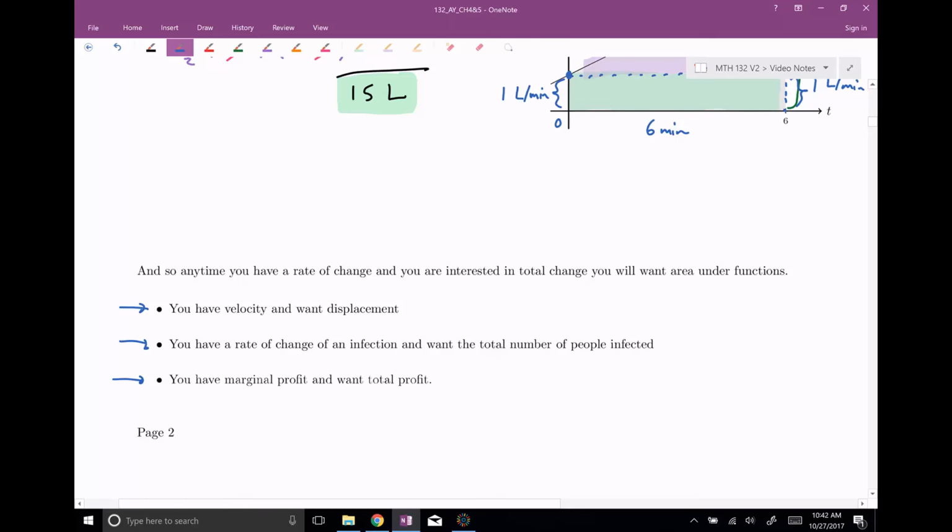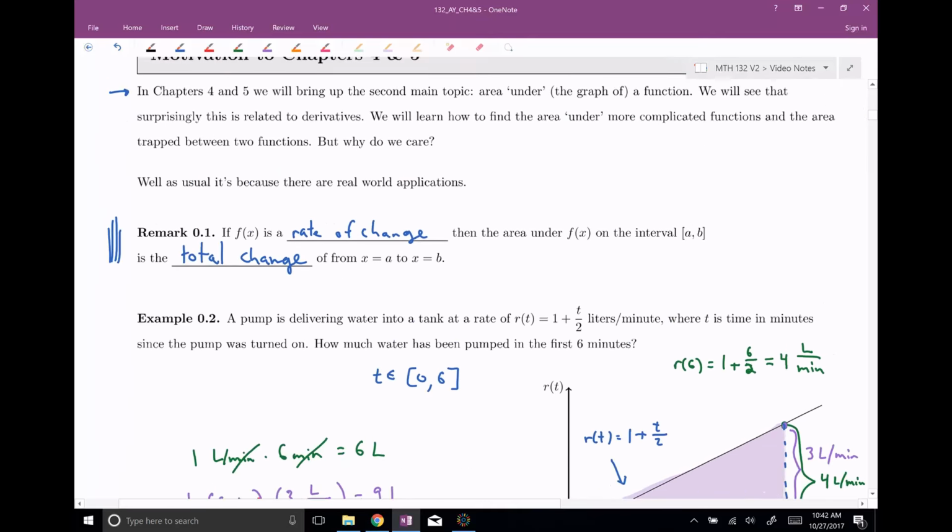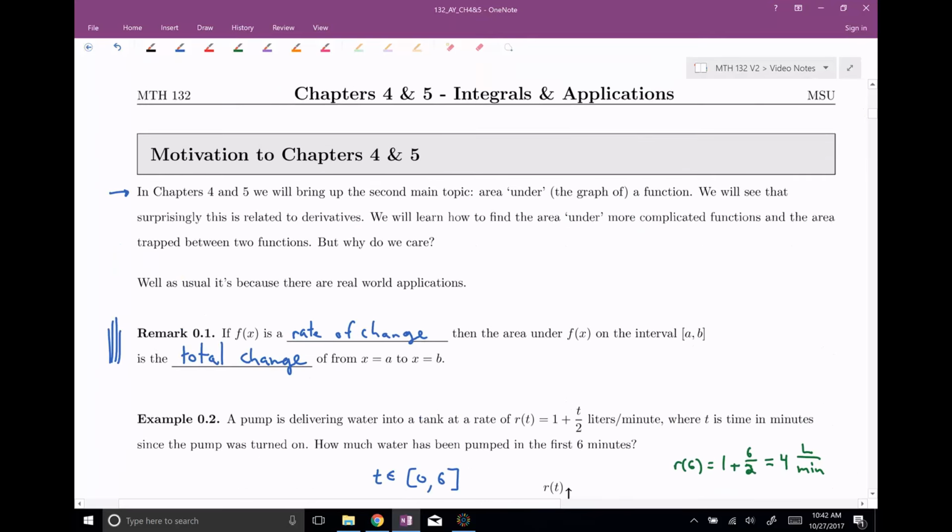Okay, so that's what we're going to be studying here in the last big topic for Calculus 1, area under the graph. We're going to go into more detail about this when we hit section number 1. I'll see you then.